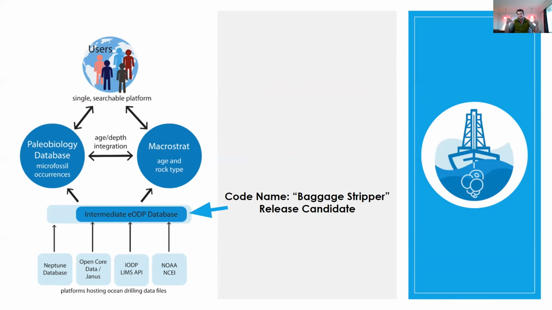So this intermediate database, which is a harmonized version of Janus LIMS and that NOAA data, we've been calling the baggage stripper because we've removed 50 years of baggage from those data structures and harmonized them all together. Our plan is to release this as a bolus of data basically onto a website via GitHub with some Janus documentation, several slices of the data that we thought were useful.